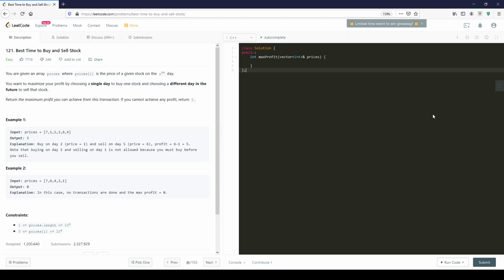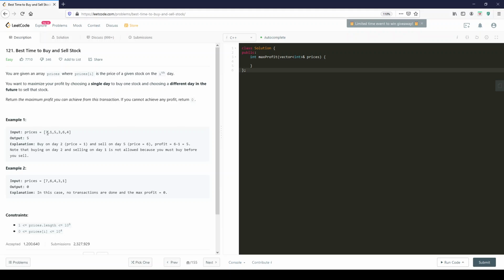It says you're given an array of prices where prices[i] is the price of a given stock on the ith day. You want to maximize your profit by choosing a single day to buy the one stock and choosing a different day in the future to sell that stock. Return the maximum profit you could achieve from this transaction. If you cannot achieve any profit, return zero.